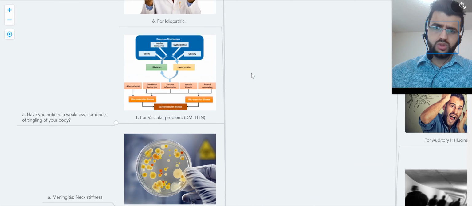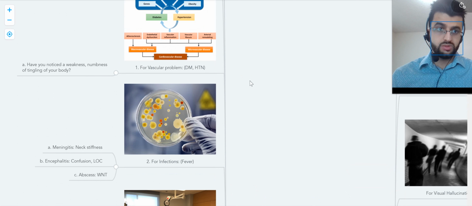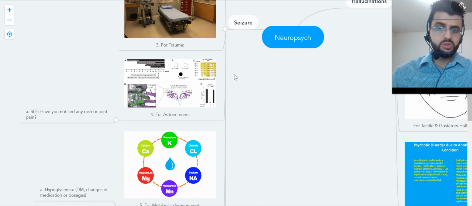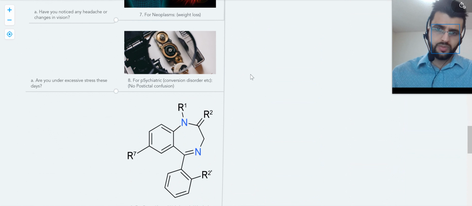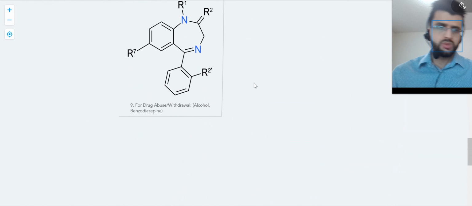Seizure could be idiopathic, could be vascular disorder, stroke, could be fever, infection, meningitis, encephalitis, could be trauma, could be autoimmune, and could be cancer. Could be psychiatric too, conversion disorder, and could be due to drugs.